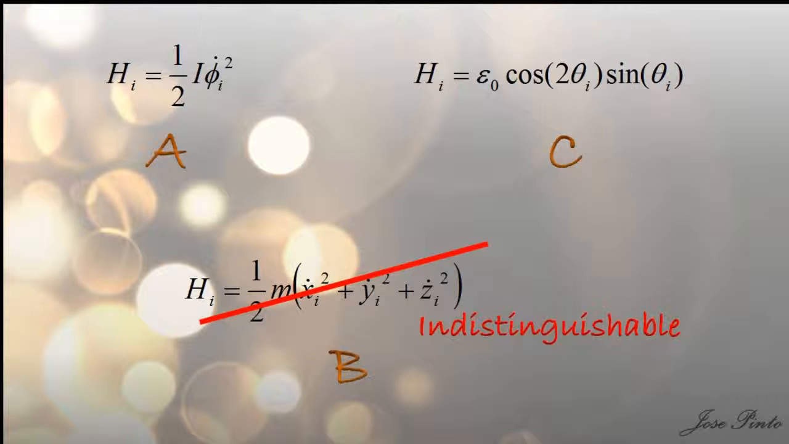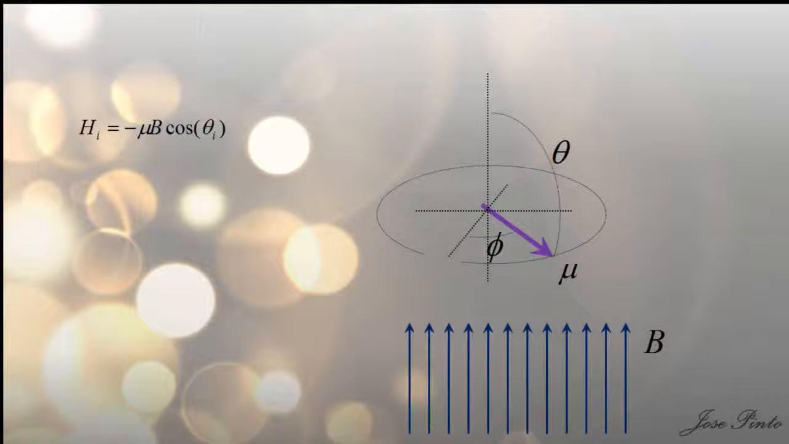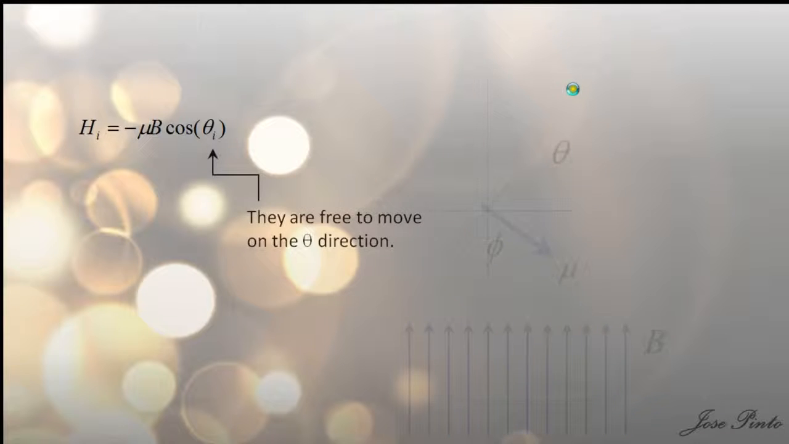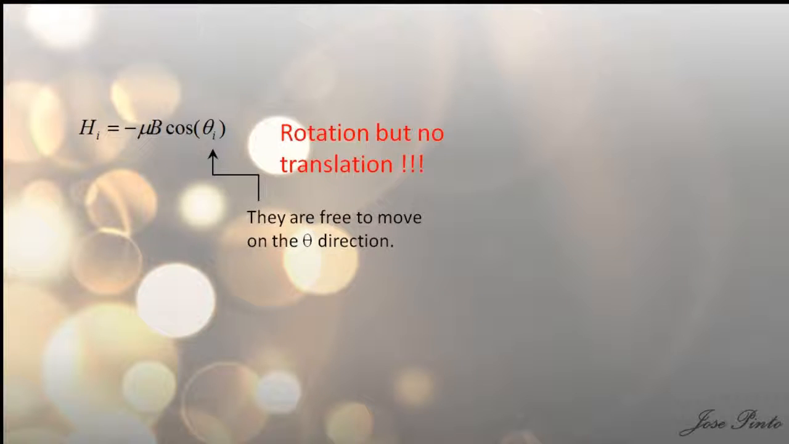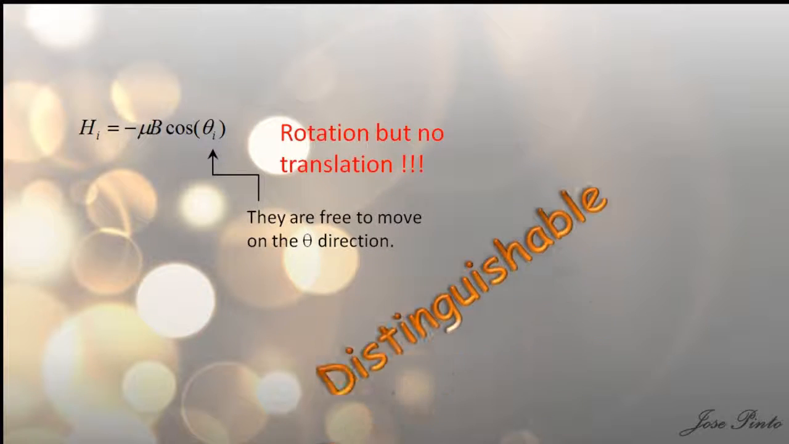I'll give you another example. Take a look at this Hamiltonian. This one is for magnetic dipoles having magnetic moment mu in an external magnetic field B. They are free to move in the theta direction, but there is no term for translation, so they are fixed in space. Therefore, they are distinguishable.